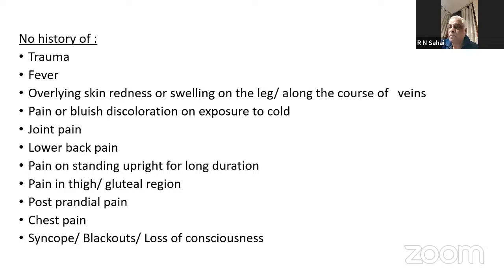Why do you get pain in the calf, which is very common? Because the commonest site is where the femorals emerge from the adductor canal. That's the site, right? Yes, the adductor canal. Okay, let's go back to your first slide.